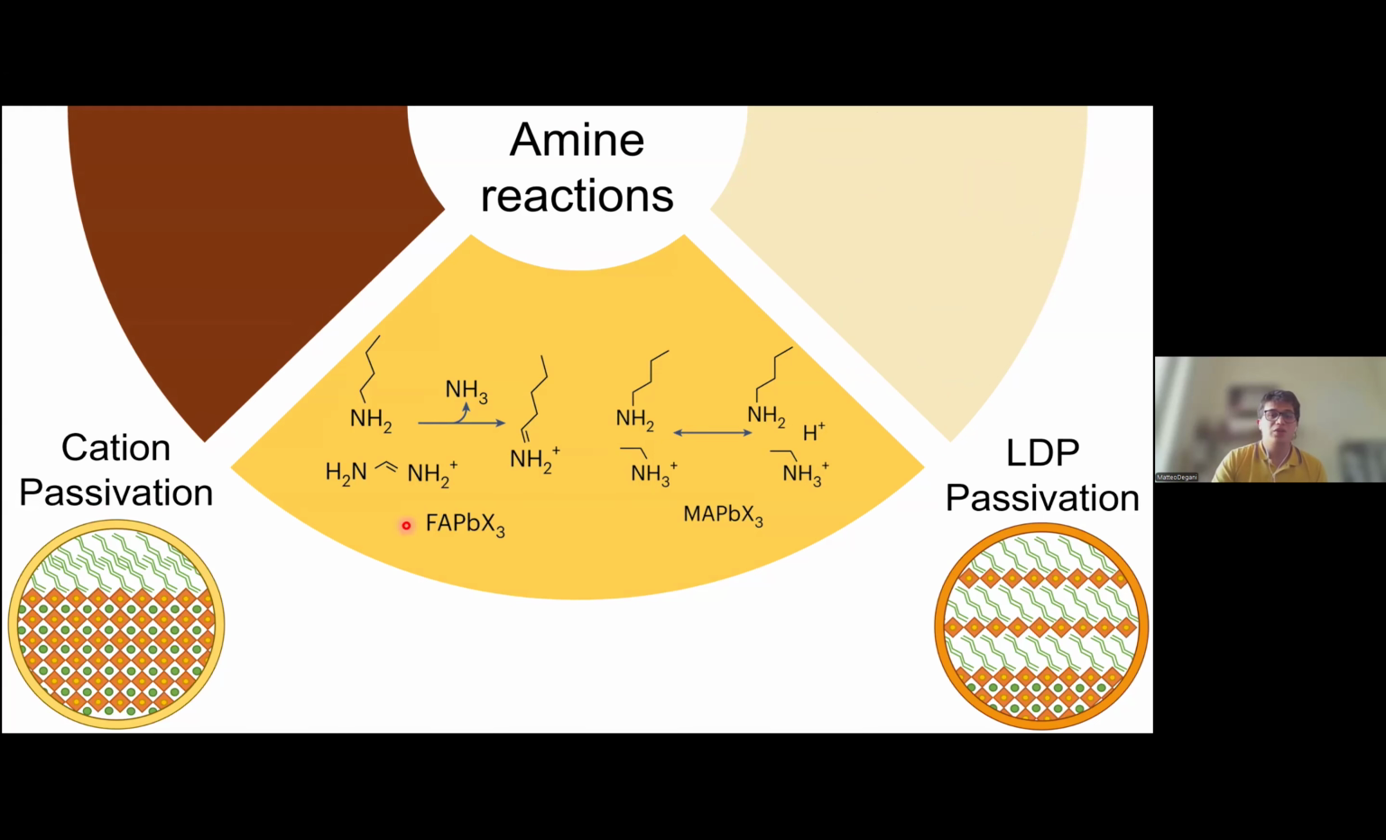And if we are using a formamidinium-based perovskite, basically the reaction is a bit more complex. For this reason, we most likely have a cation passivation. Meanwhile, if we use a MAPI-based perovskite, the reaction is much easier, and for this reason, we most likely get the formation of a 2D perovskite. So basically, these are the factors that we find.